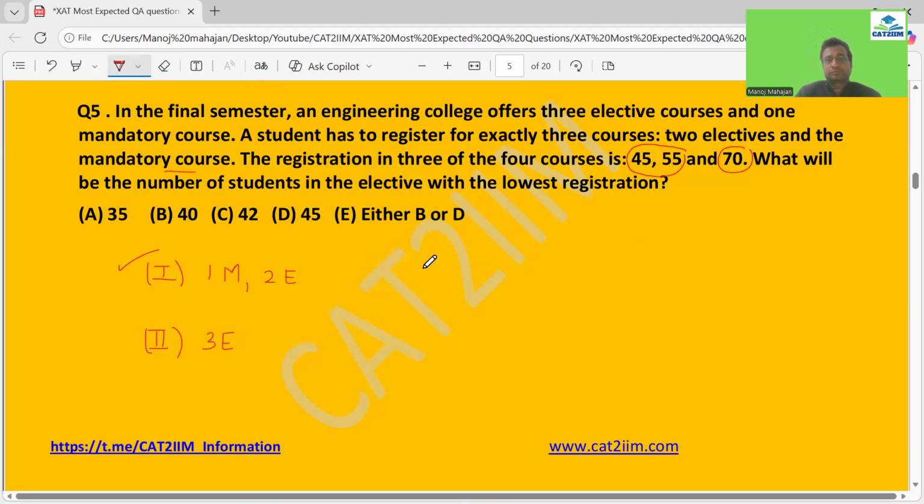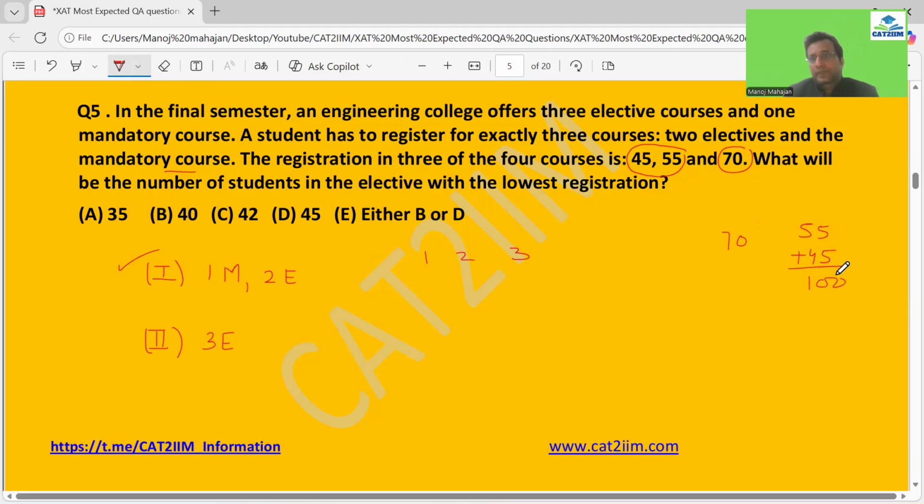So can I say that there are 70 students out here? Because 70 we are picking up as the mandatory stuff. So these 70 have picked up the mandatory course. Now two more courses they're going to pick up, right? So let's understand the logical way out. So 45 and 55 we have. So let me add this number out here. What do I get?